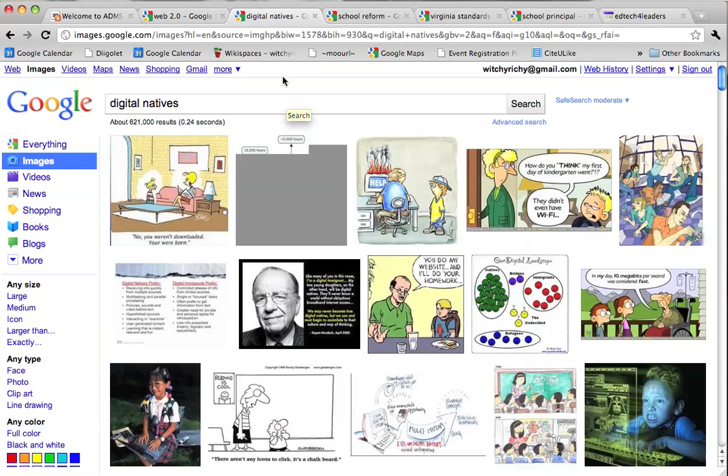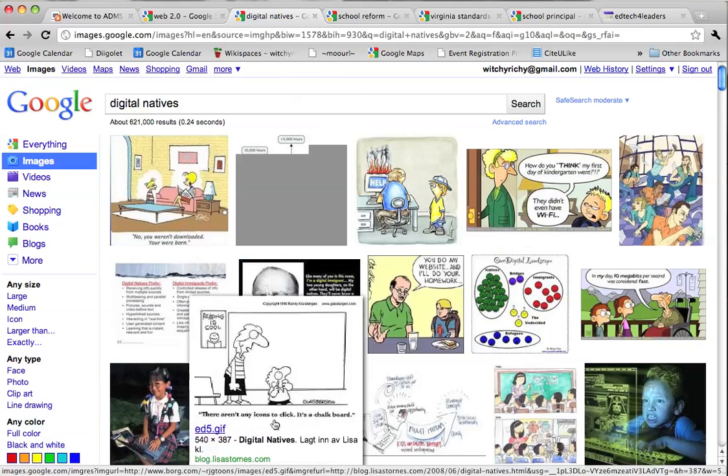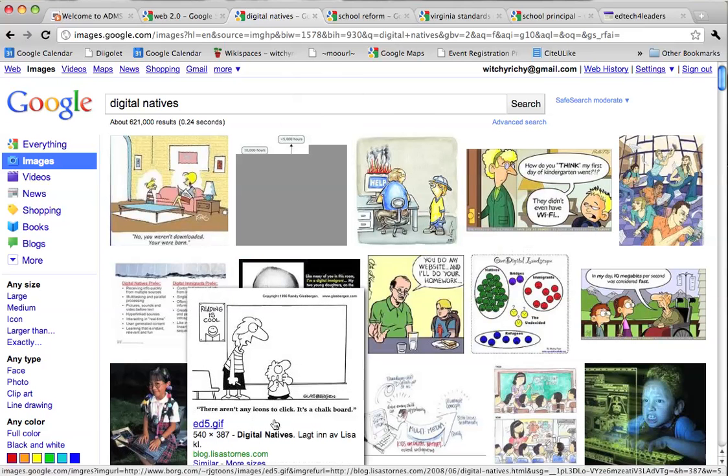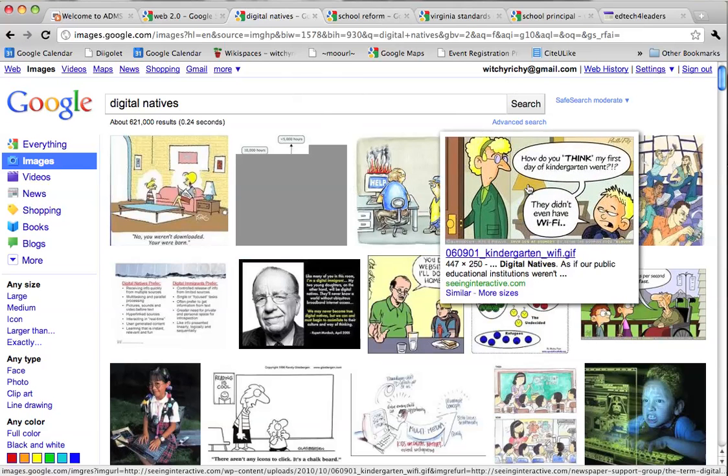But yet as adults sometimes we step back because here's the search on digital natives. We tend to think, I didn't grow up with this. I don't know all that much about it. Boy, the kids know so much more about it than I do. I'm not sure there's much I can do to help them. So we have the kid father who says, "You do my website and I'll do your homework." Or the teacher who says to the kids, "There aren't any icons to click. It's a chalkboard." And we have the kindergartner complaining that his kindergarten classroom didn't have Wi-Fi.